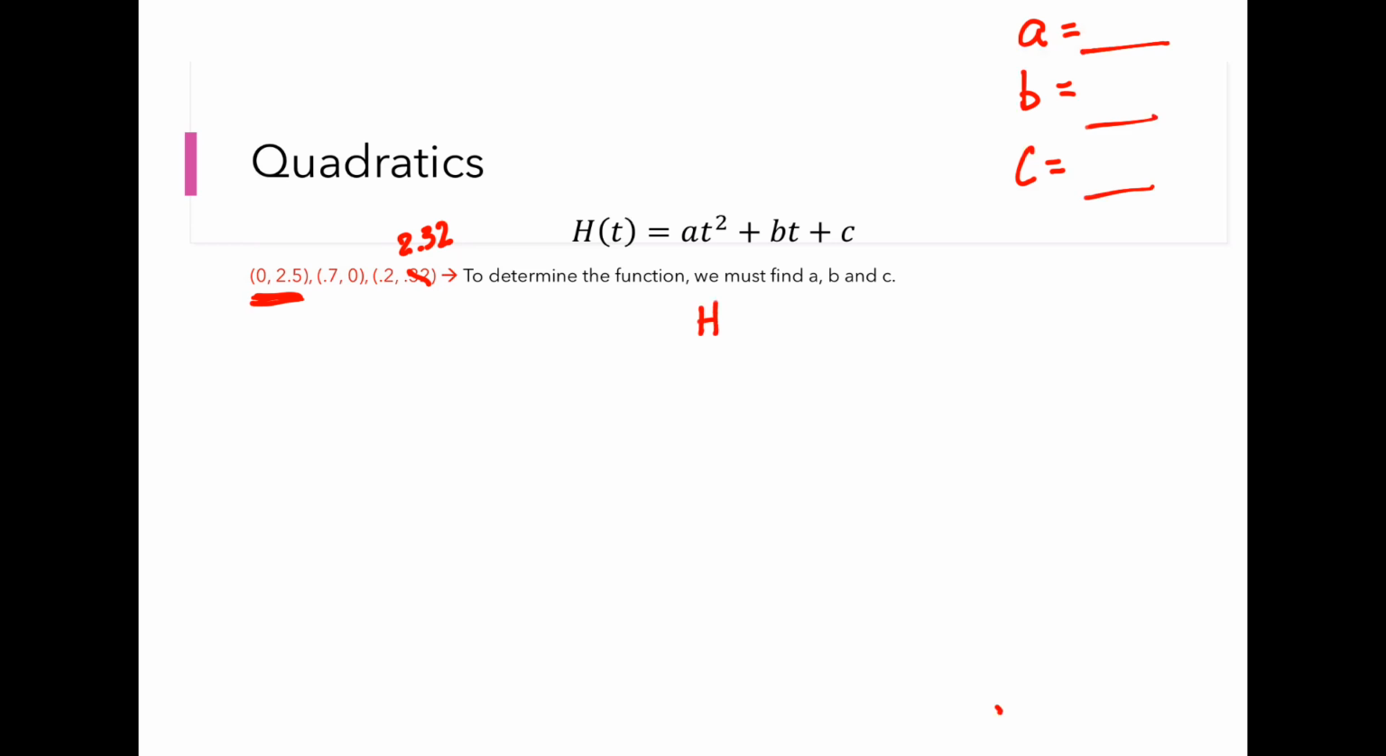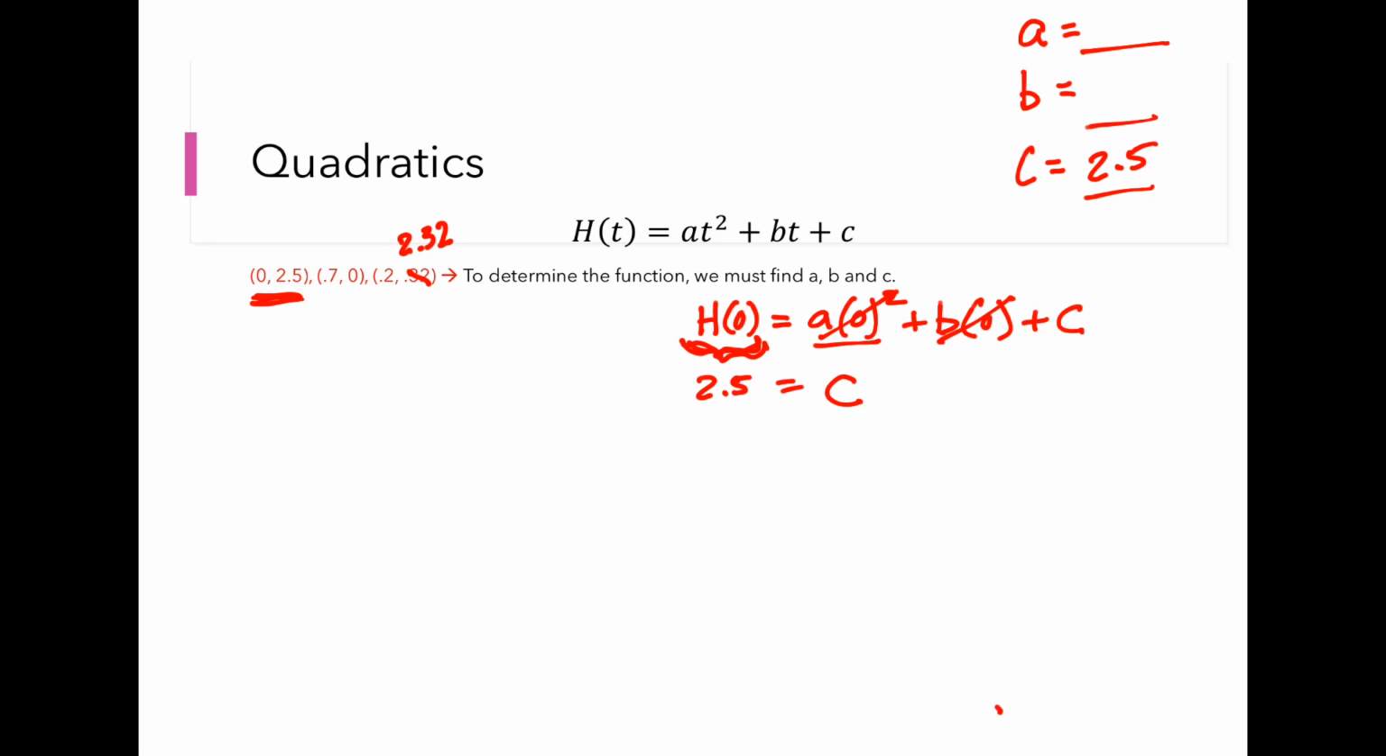So we're going to start with h of 0, which is a times 0 squared plus b times 0 plus c. And we know the y outcome, right, the height at time equal to 0, we know what that is. It's 2.5. This becomes 0, because 0 squared is 0 times a is 0. This becomes 0, and then we're left with c. So we found one of them. We know c is 2.5.